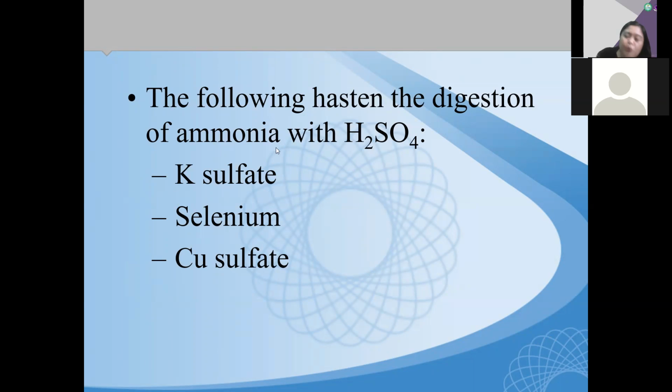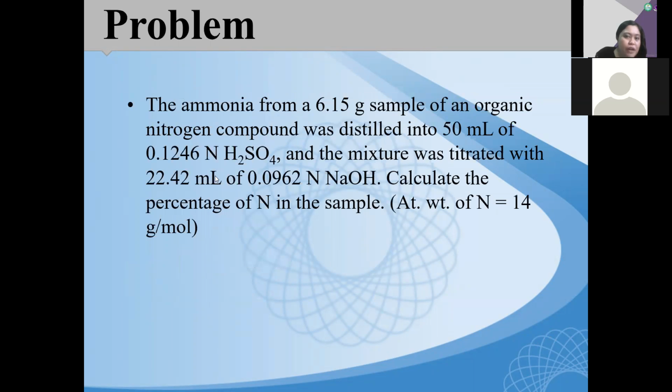You have their ammonia with sulfuric acid, and then we add a catalyst because it speeds up the reaction: either potassium sulfate, selenium, or copper sulfate. So this is an example of a problem involving determination of nitrogen using the Kjeldahl method.